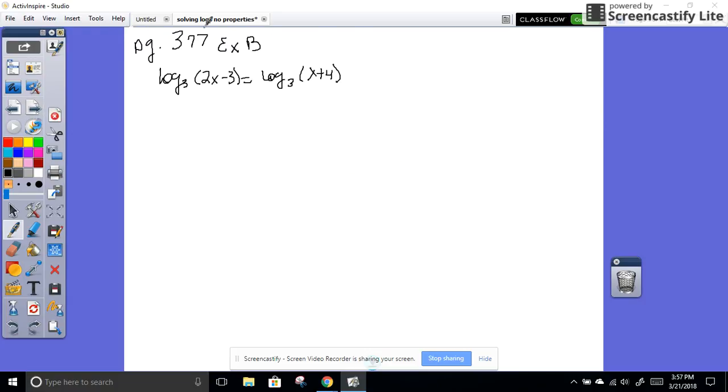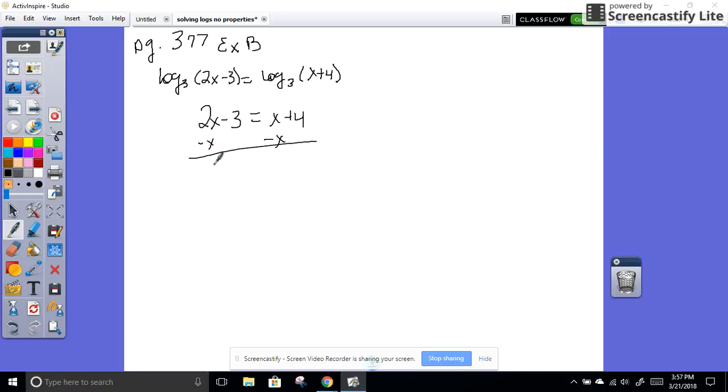Okay, so what do you do when there's logs on both sides? Okay, this is even easier. If the logs are on both sides and there's nothing else over here, no number up front or no plus sign on the back or anything like that, then all you simply do is drop the logs and you just solve that equation as if it was just a regular old algebra equation.